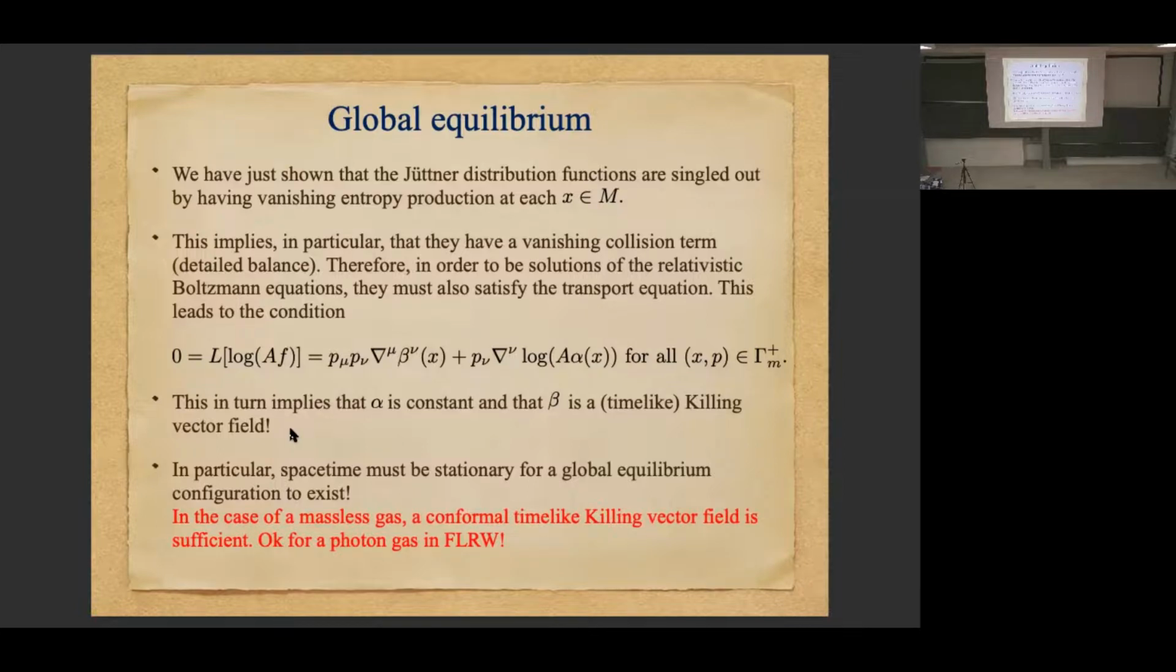Now, if you take the massless limit, then it allows you a little bit more freedom, because if P is null, then this condition being 0 is still compatible with having a conformal time-like Killing vector field. So then it doesn't need to be time-like, but it's sufficient to be a conformal time-like Killing field. That's interesting because it's compatible with the Friedmann-Lemaitre-Walker spacetimes. In this case, if you have a gas of 0 mass, you can talk about global equilibrium still. But you need 0 mass.